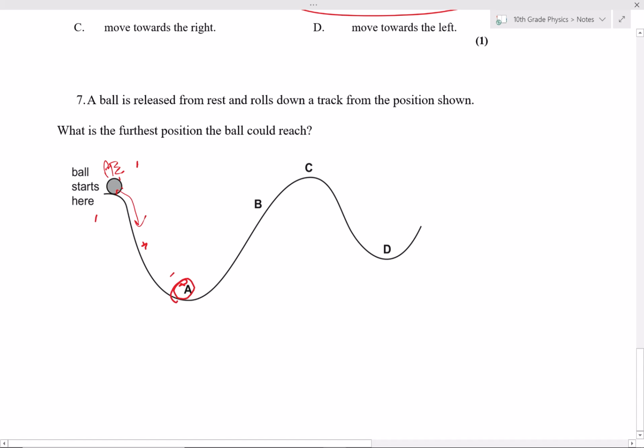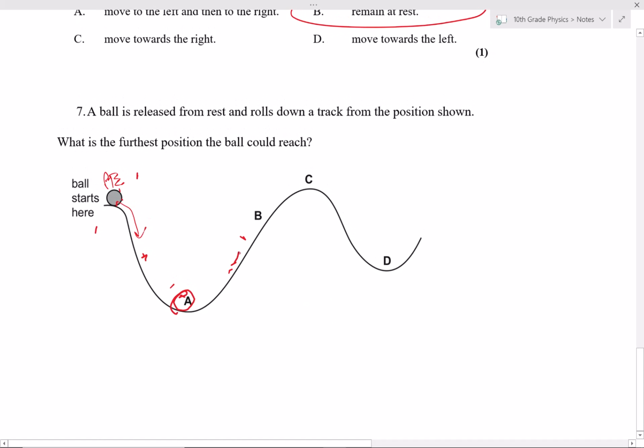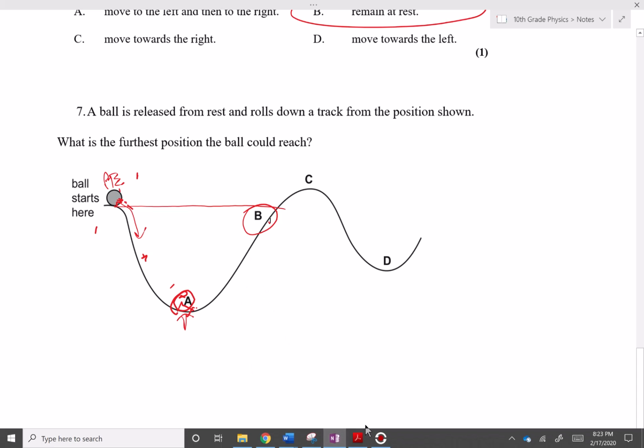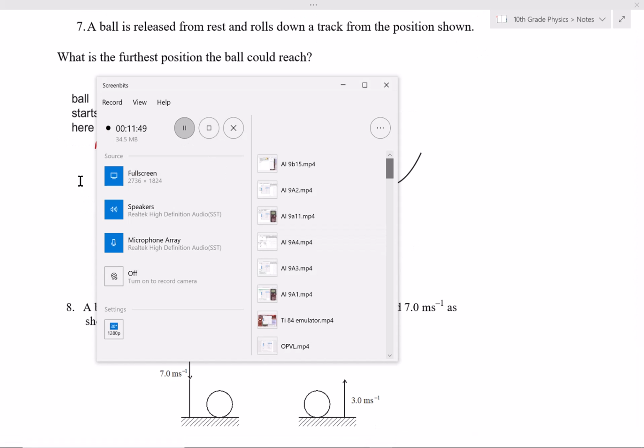At A, it has its highest kinetic energy, and then it starts converting that kinetic energy to potential energy because it starts gaining height. However, there's no addition of forces, right? Nothing's pushing the ball. So the highest it could ever reach again is as high as it was when it started. So the highest it can reach is B. It will move fastest here, and then it will basically stop when it gets here. So the farthest it can reach is B. I think I forgot to paste the question options. All right, no, I didn't.